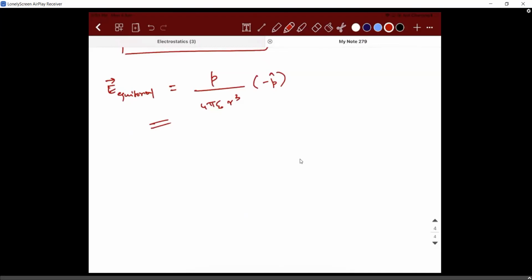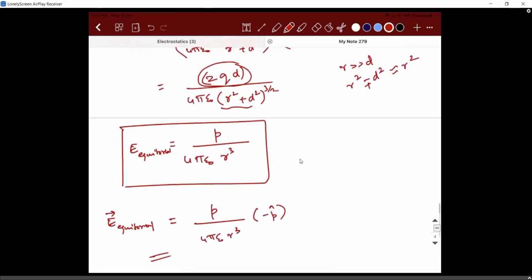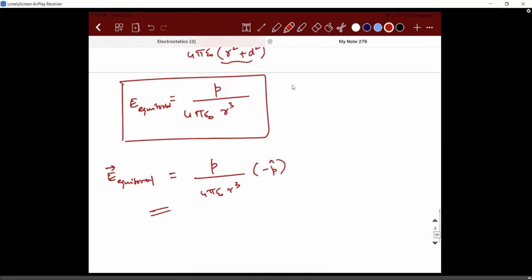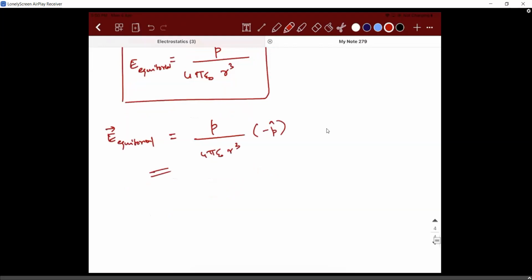Okay. Is that clear, guys? See, R square plus D square is approximated to R square. So R square power 3 by 2 is how much? R cube. Correct? So this is what happens.